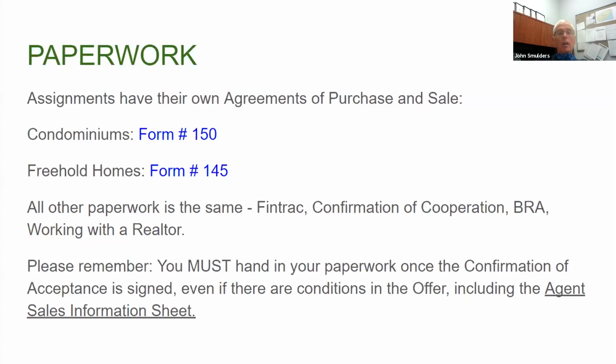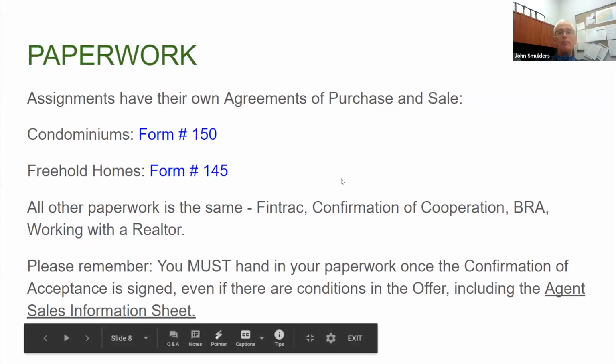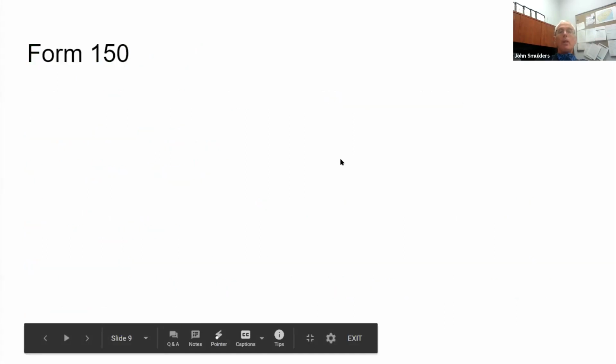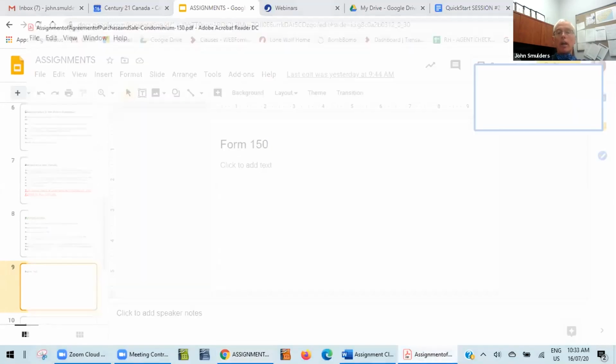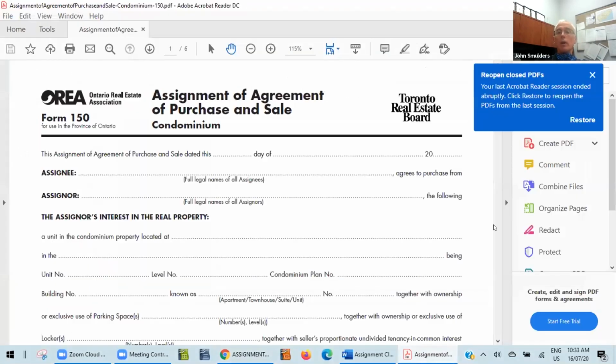Please remember, you must hand in your paperwork once the confirmation of acceptance is signed, even if there are conditions in the offer, including the agent sales information sheet. Please don't forget. Form 150. Give me one moment here, please. And we're going to have a look at Form 150.